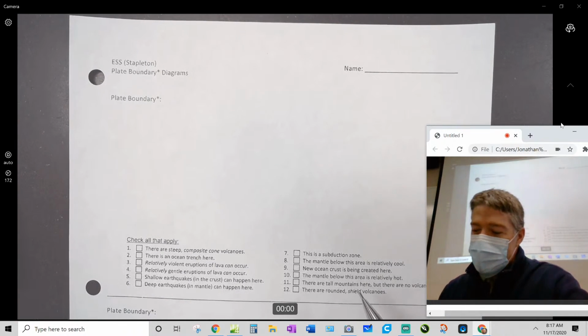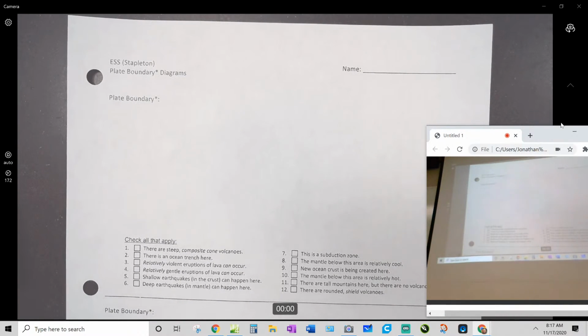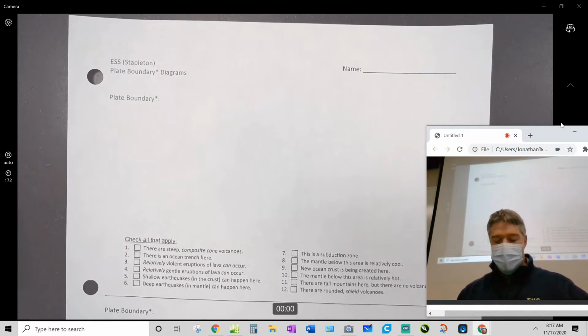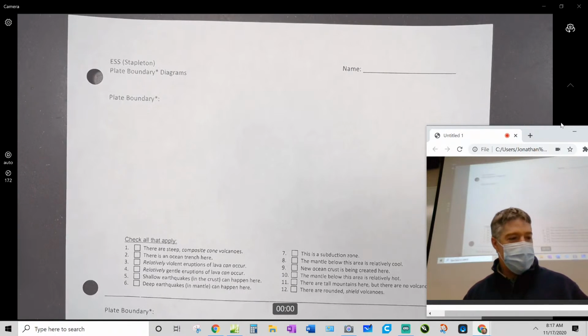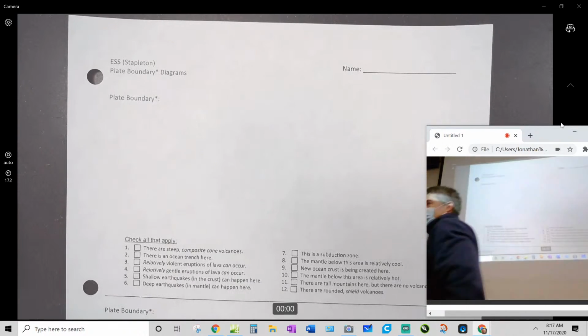One plate boundary that we haven't done yet. I'm going to get it out of my notes just so I can show you what it looks like on the main notes diagram, which I set over here every day.